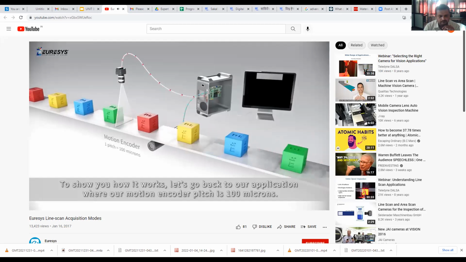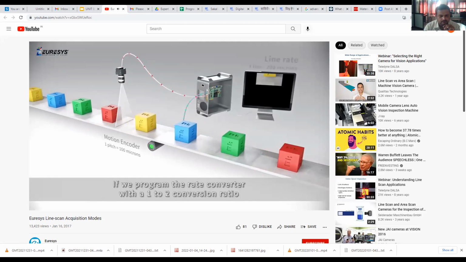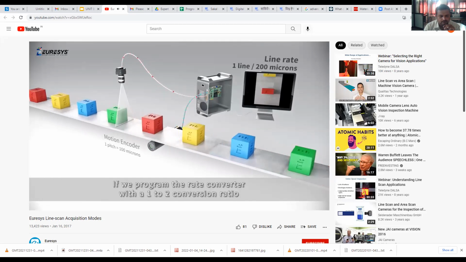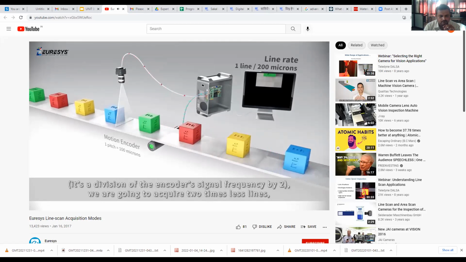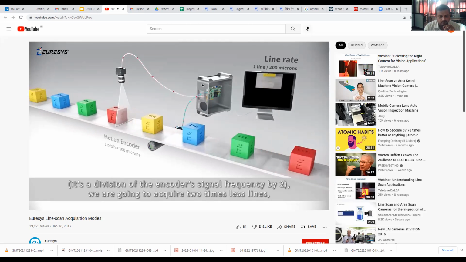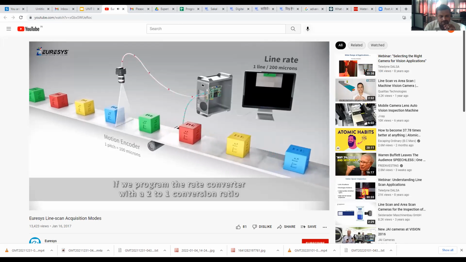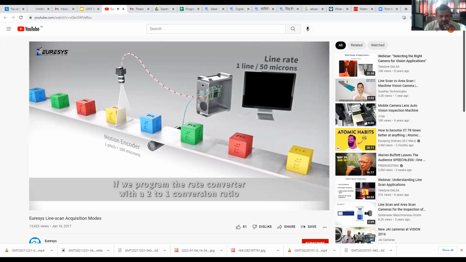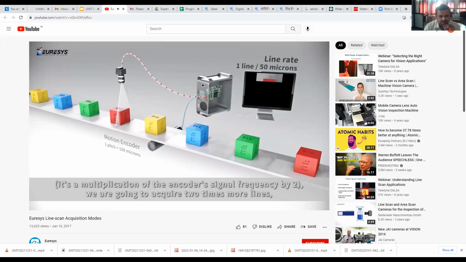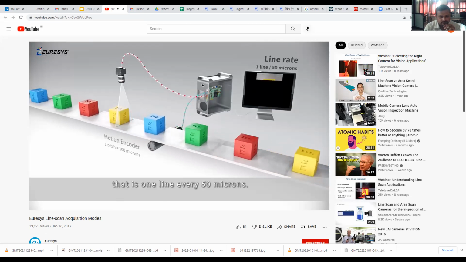To show you how it works, let's go back to our application where our motion encoder pitch is 100 microns. If we program the rate converter with a 1:2 conversion ratio, it's a division of the encoder's signal frequency by 2, we're going to acquire 2 times fewer lines, that is 1 line every 200 microns. If we program the rate converter with a 2:1 conversion ratio, it's a multiplication of the encoder signal frequency by 2. You're going to acquire 2 times more lines. That is 1 line every 50 microns.